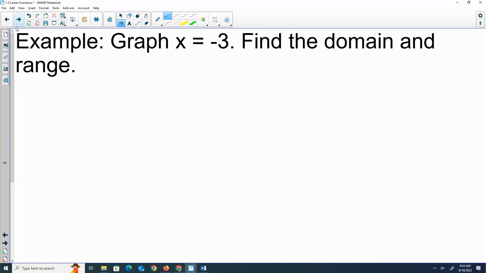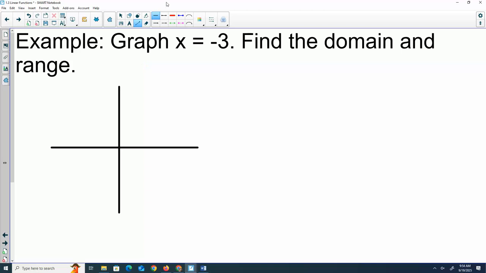Let's look at this. X equals negative 3. There's no y, there's no f of x in this one. Do you guys remember what that looks like? X equals, so that means no matter what, your x is always negative 3. So every point when the x is negative 3, what that does is create a vertical line. So that's why this one isn't written in function notation.